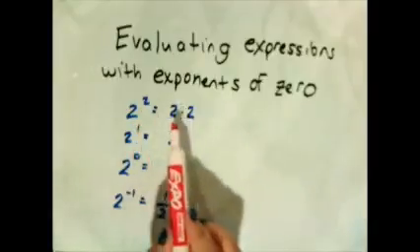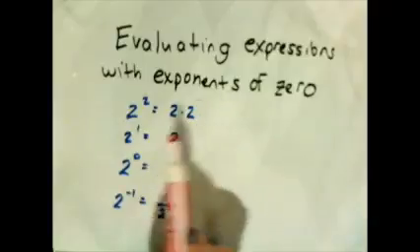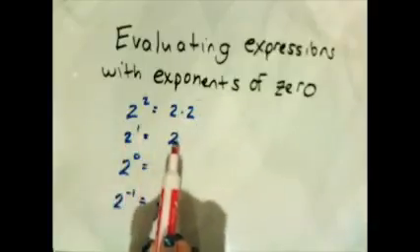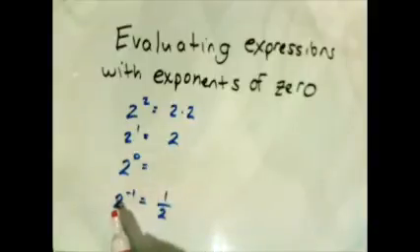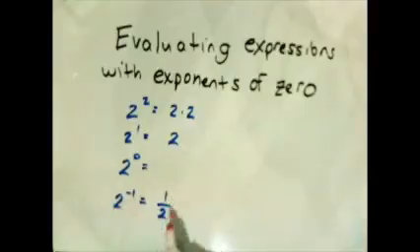So 2 squared means 2 times itself twice, so 2 times 2. 2 to the first means 2 times itself once, so just 2. What does 2 to the 0 mean? Then think about our negative exponents. 2 to the negative 1 means the reciprocal of 2, so it's 1 over 2.